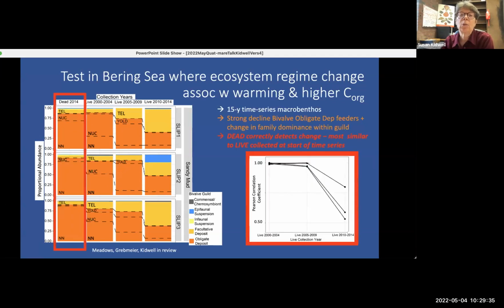And when we look at the dead, and the bar graph for that is shown over there on the far left, outlined in red, we find that the dead, in fact, correctly detect the change, shown in this pyramid correlation plot, when the dead are compared to the first 5-year bin of live data. And the second, they have much higher similarity, and the change, where the live-dead discordance appears, is only when this dead collected in 2014 is compared with the live collected at the same time.